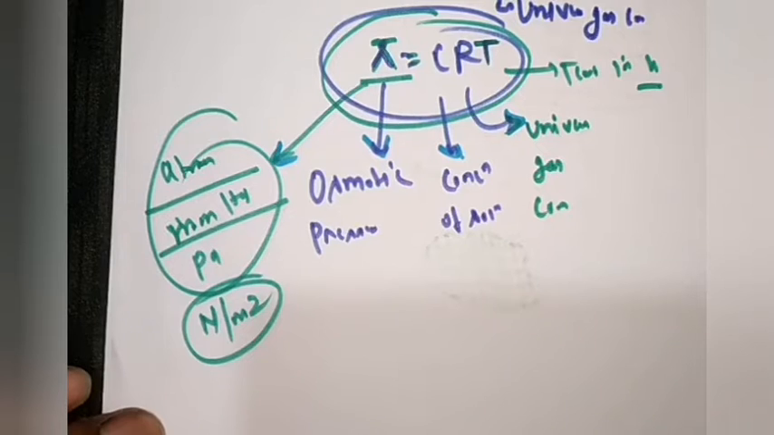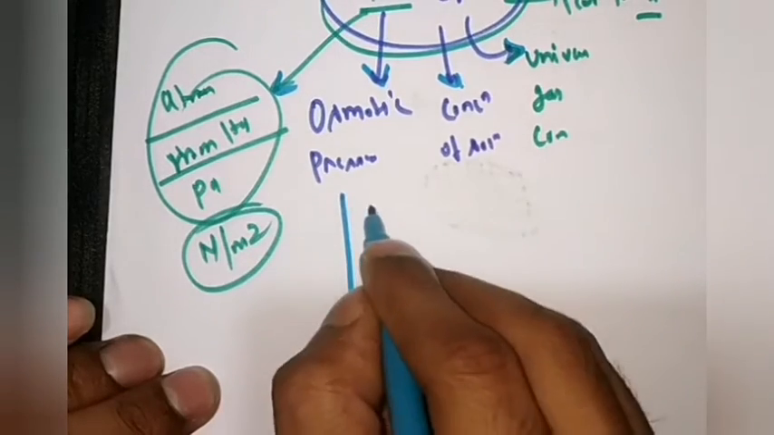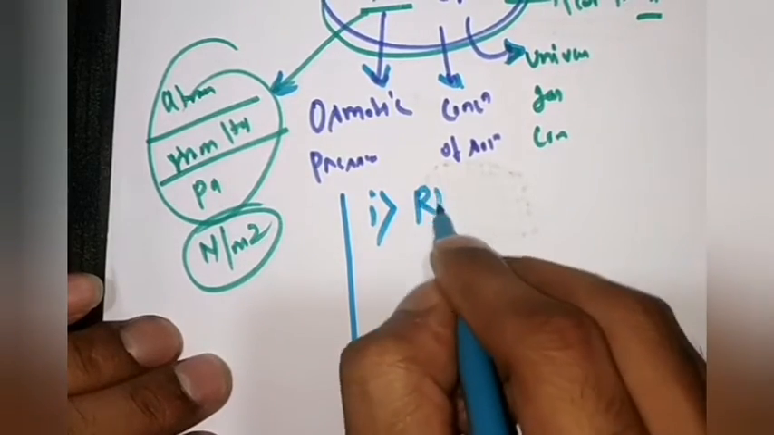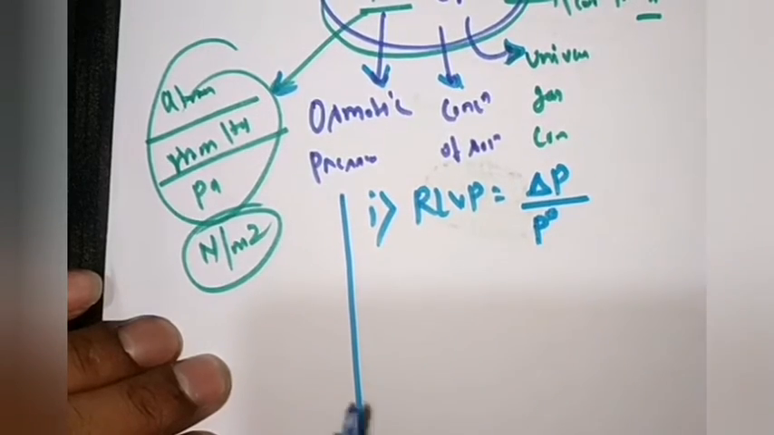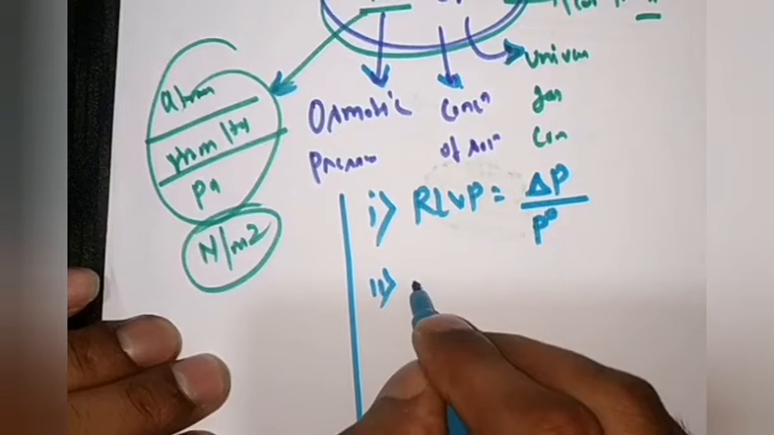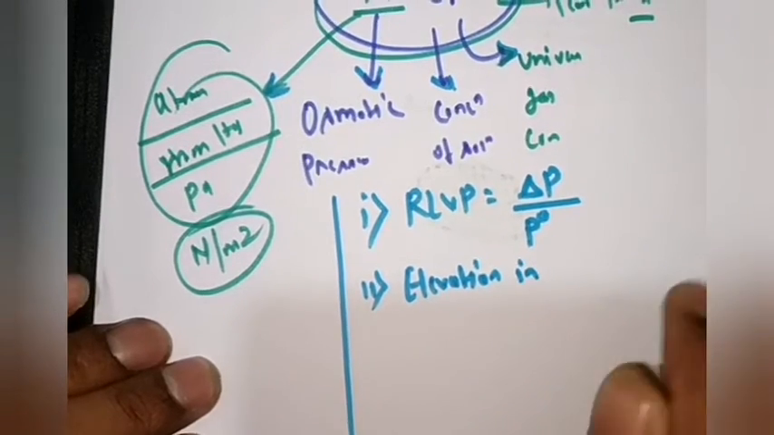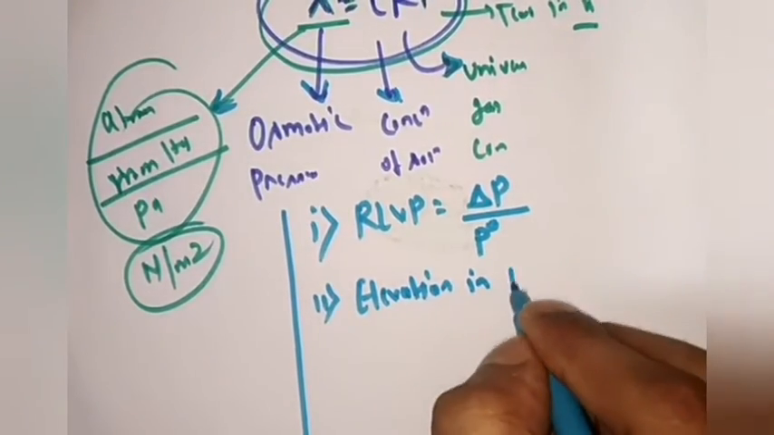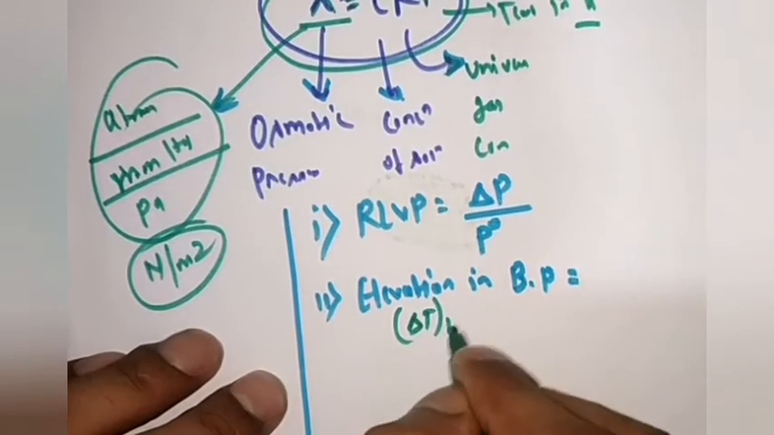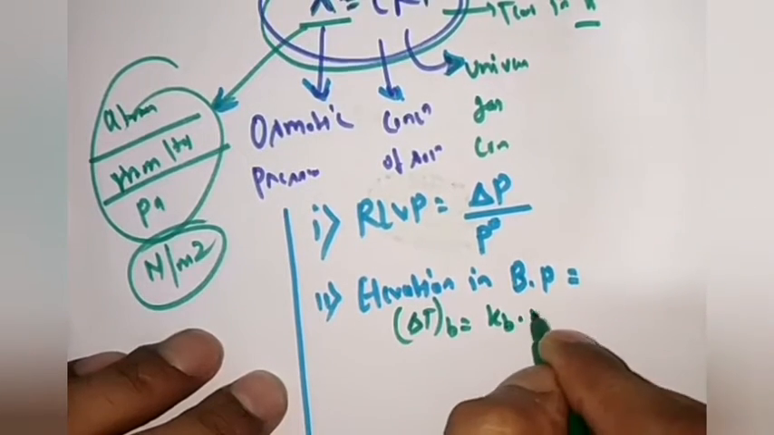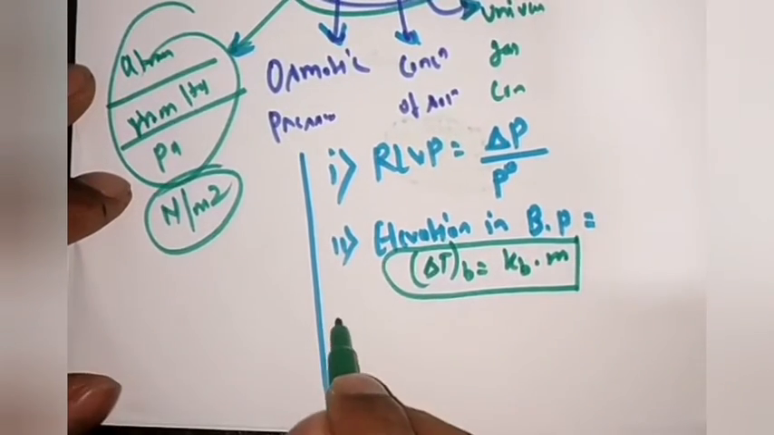So here all the colligative properties are completed. Let me write all of them here. The first colligative property was the relative lowering of vapour pressure, equal to delta P upon P naught. The second was elevation in boiling point, delta T B equals Kb into m, molality. Already I have discussed everything in detail.